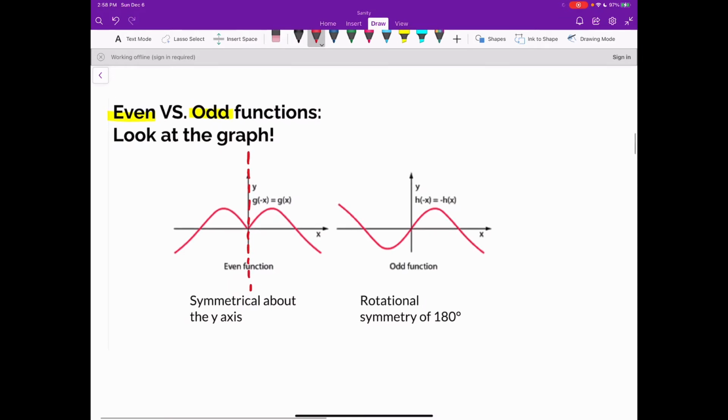What does it mean to be an odd function? Basically, it's if you have rotational symmetry about the origin, 180 degrees. So if you could take the graph of this function, rotate it 180 degrees on that center point, and if it looks the exact same, then your function is considered an odd function.